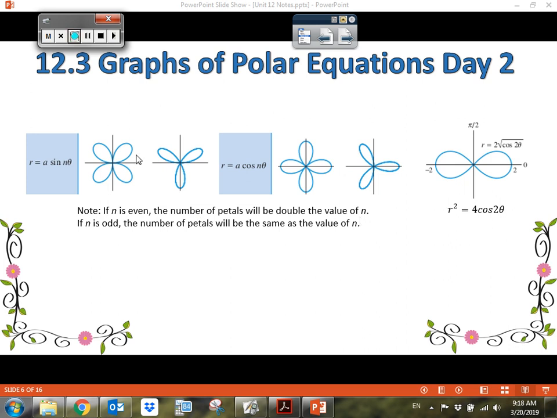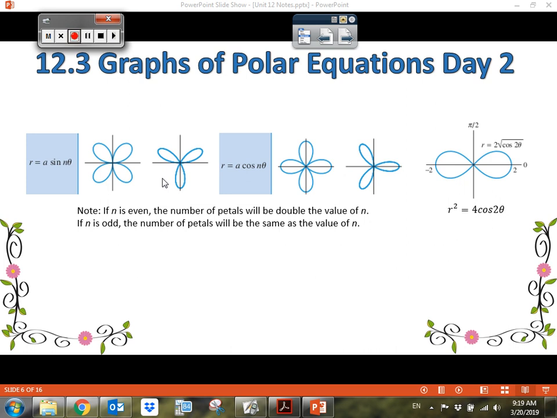So for example, this equation is like a sine 2 theta, because it has 4 petals. The N would be 2, so we'd have 4 petals. If the N is odd, 3, 5, 7, and so forth, then the number of petals is going to be exactly the same. So for this particular graph, this N value would have been 3 because there's 3 petals. Do you have to memorize that? No, but sometimes it's helpful to know what you're expected to create. How many petals are you supposed to have? So it's just kind of helpful.